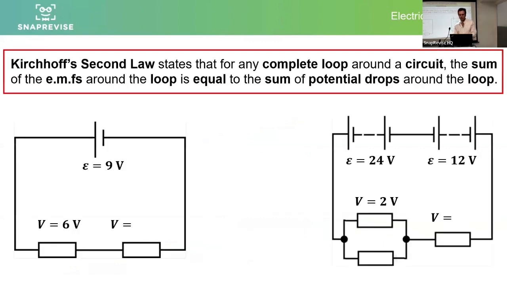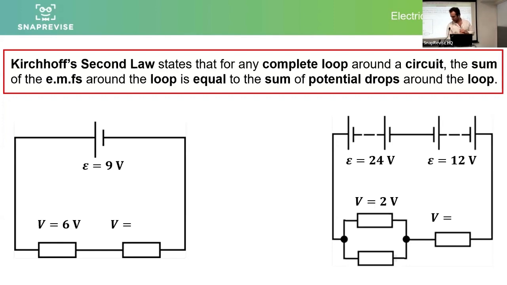Kirchoff's second law, or Kirchoff's voltage law, is a little more subtle, a little harder to derive, perhaps. It says that for any complete loop around a circuit, the sum of the EMFs around the loop is equal to the sum of potential drops around the loop.